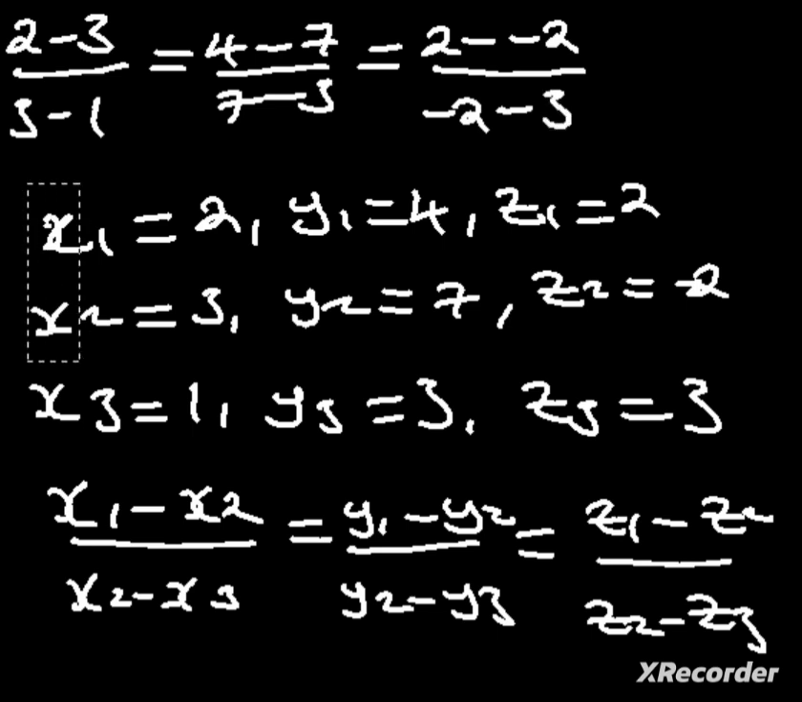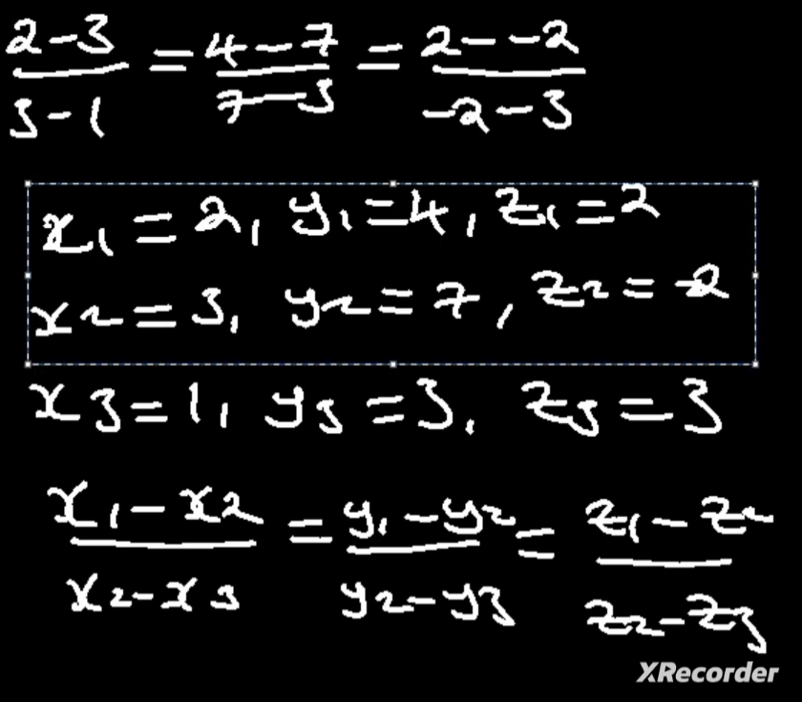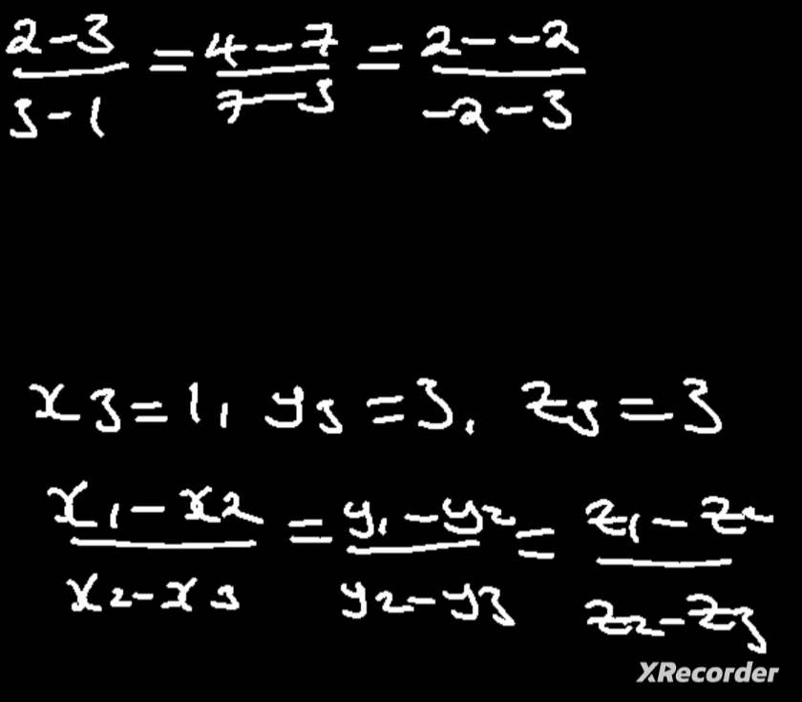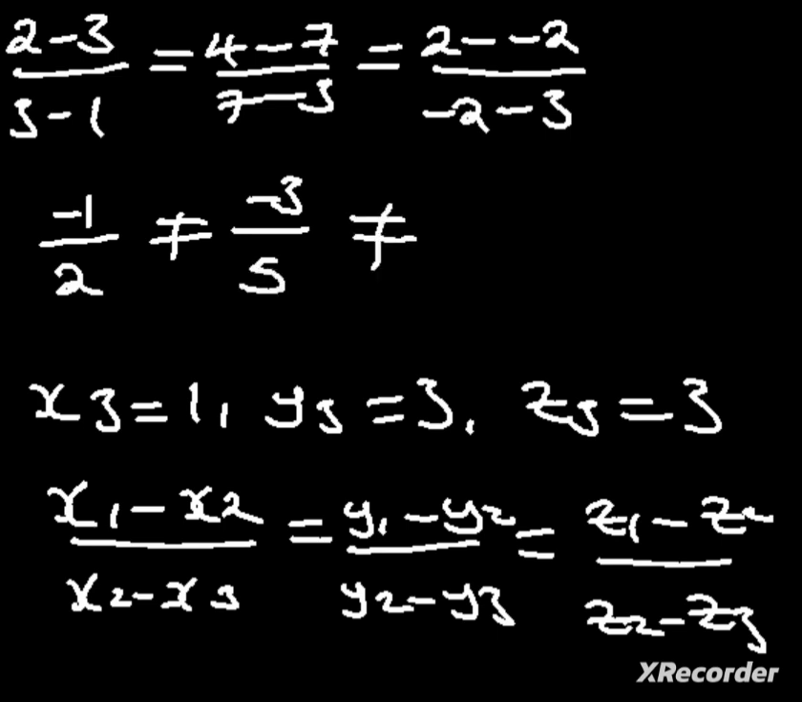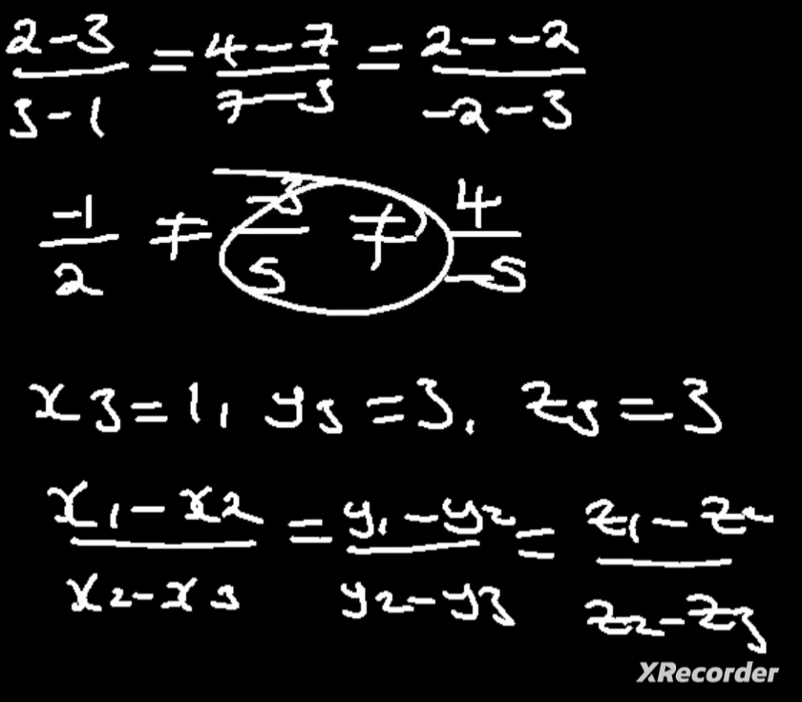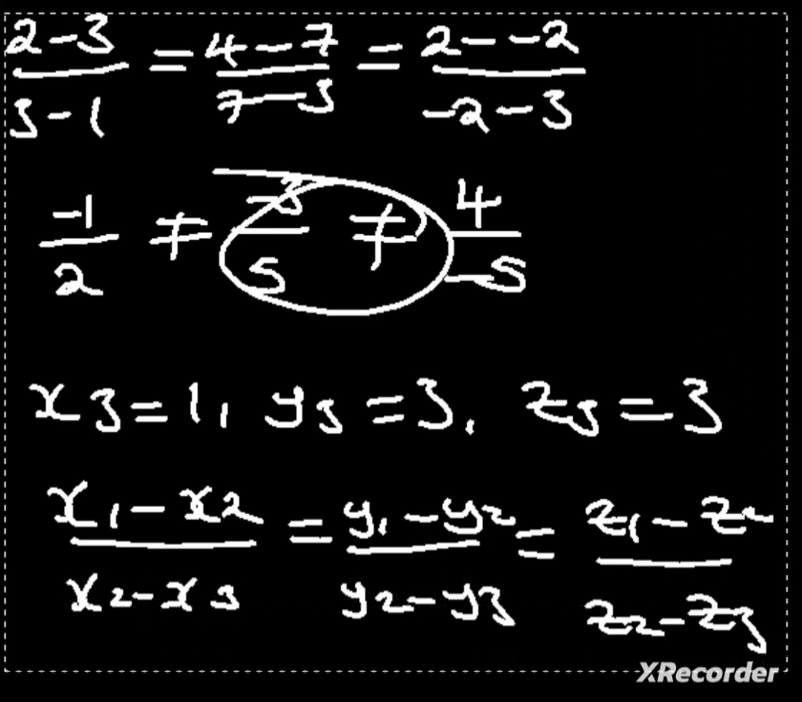So now you can see that the points are not collinear because the condition is not satisfied. In this case, we have -1 over 2, which is not equal to -3 over 5, which is also not equal to 4 over -5. Hence the points are not collinear, since that's the outcome.